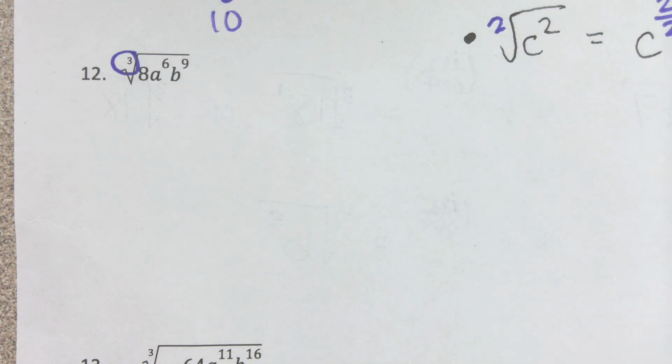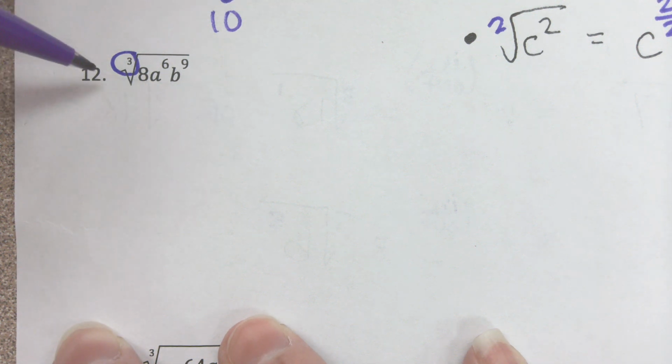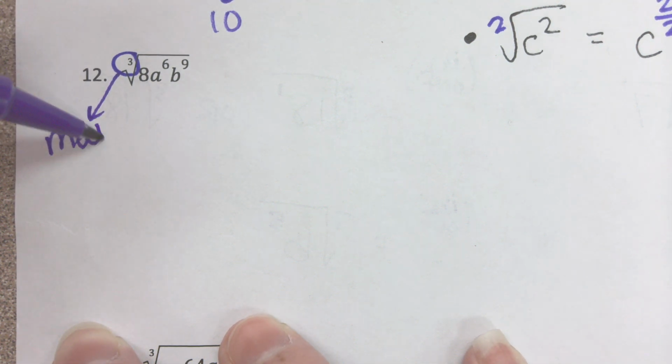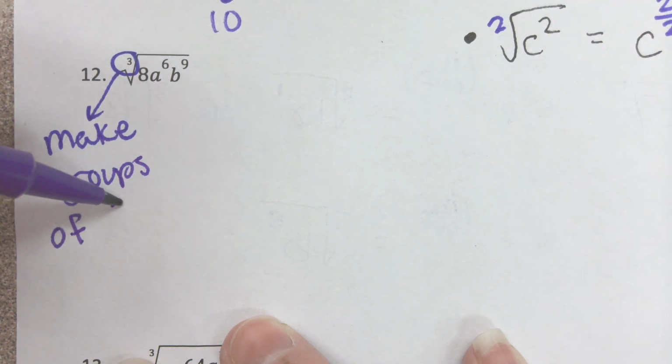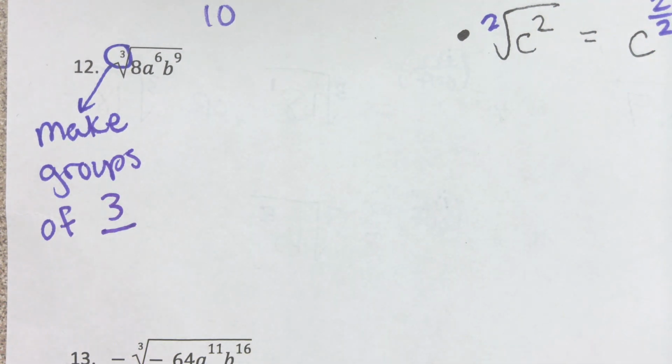We have a cube root now instead of a square root. The problems are going to be done pretty much the same way with this one pretty big difference. When you see a cube root, that means we will make groups of 3. Otherwise, the work is going to be the same. But make sure you notice a small detail. If you don't, it's going to affect the whole problem. Let's start by breaking down the number 8.